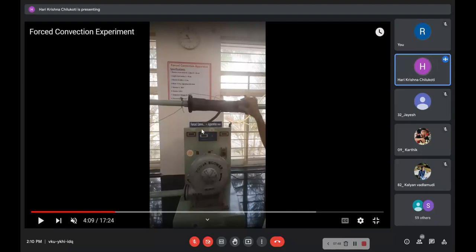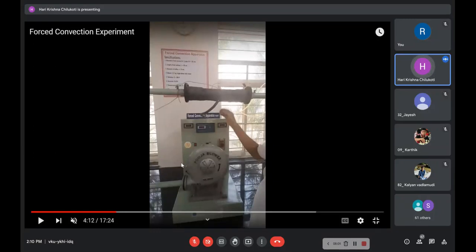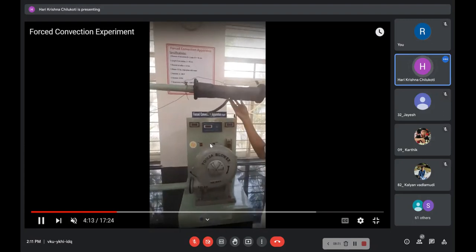As for the experimental procedure, the first thing we will do is switch on the blower and control this valve in such a manner that an appropriate volume flow rate is flowing through this test section region, which we can qualitatively get from the difference in the manometric reading. After doing that, we will switch on the power supply.